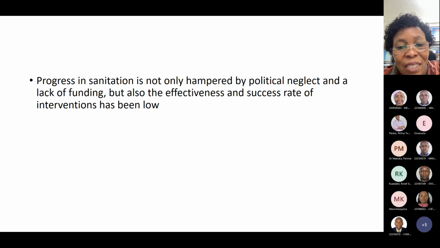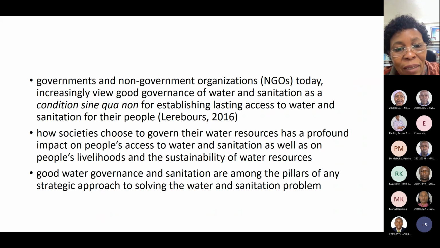The intervention rate is said to be low, but political neglect is also said to be a challenge, and also lack of funding in terms of water and sanitation. So governments and non-government organizations are increasingly viewing good governance of water and sanitation as a condition sine qua non for establishing lasting access to water and sanitation for their people. That is what literature tells us.